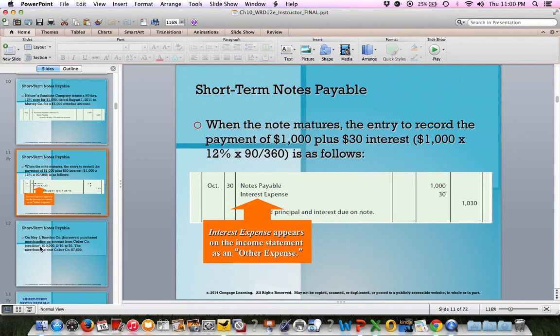It says when the note matures, the entry to record the payment of $1,000 is $1,000 plus $30 of interest. And whenever you see interest, I want you to think PIT, P-I-T, which stands for principal times interest times time. So $1,000 loan, principal times 12%, 0.12, times time. And when we use interest payments, we use 360 as our denominator. So it's 90 days divided by 360. That gives us $30. So we pay the note, we debit the liability account, we debit expense, and we credit cash for $1,030. That's the credit to cash for $1,030.